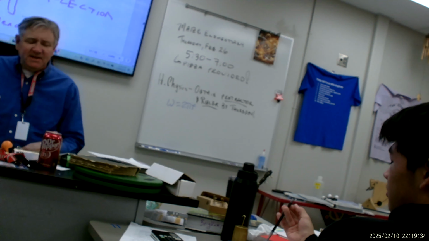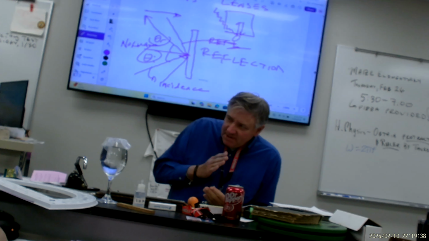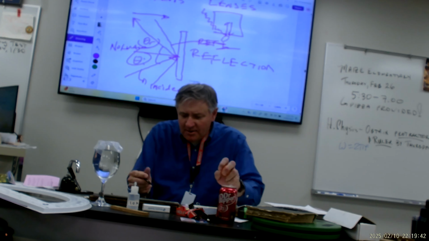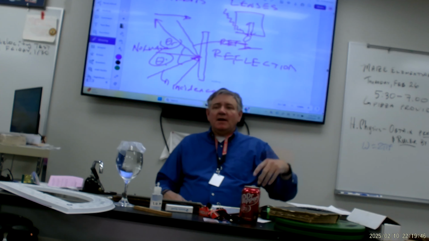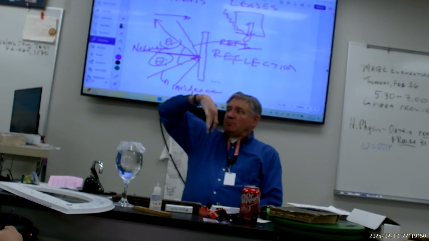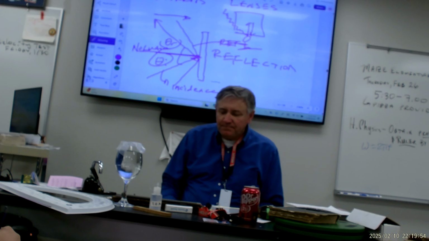So here's what you need to remember when you're dealing with flat mirrors: the angle of incidence is always going to equal the angle of reflection, and the angles are always measured from a normal line, 90 degrees to the surface. These two angles are symmetrical.